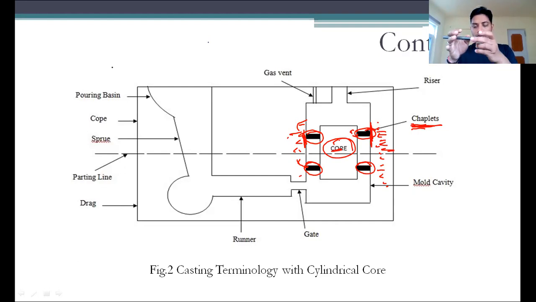It's like this. Okay, so this is just like, if you want to hold this area, then we can just hold it. Okay, this is just one chaplet, we can use three more chaplets. So chaplets we are using, and this chaplet is used to hold the core part.